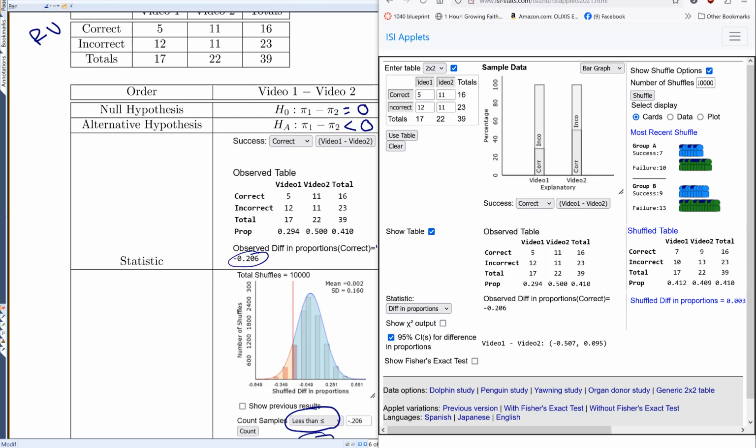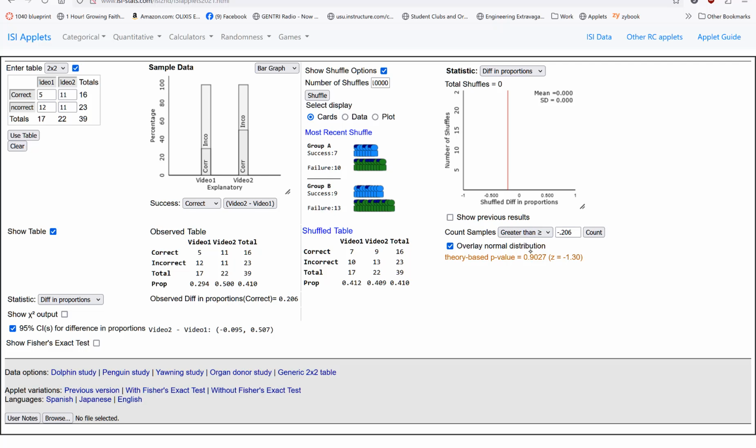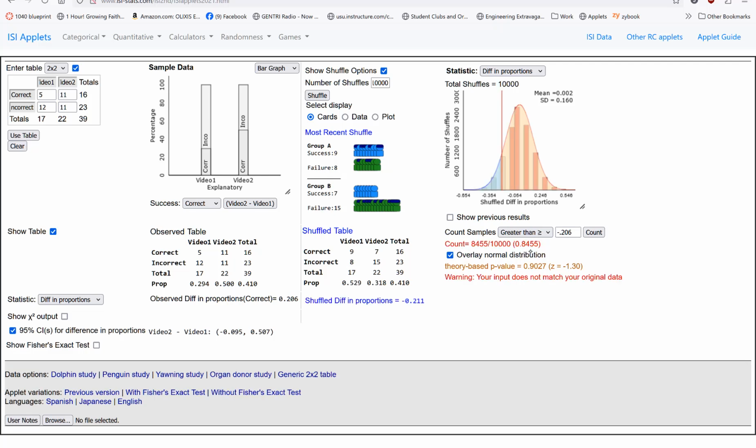So we had everything in our applet already. The only thing you have to do is change this to a greater than. But also right here where it says success, you just click video 2 minus video 1, and it will change the groups for you. So your observed difference in proportions is now 0.206. You do have to click the greater than. Unfortunately, you also have to shuffle again. And when you shuffle again, you'll get slightly different results because it's a new simulation.